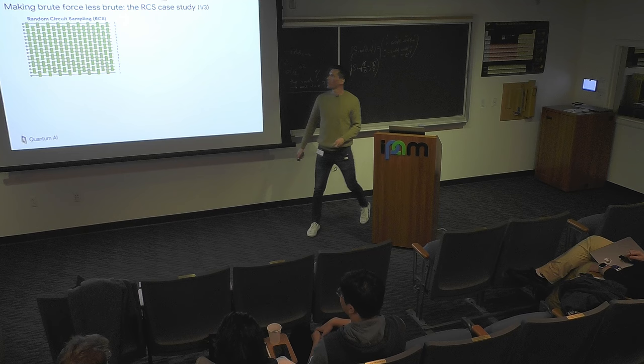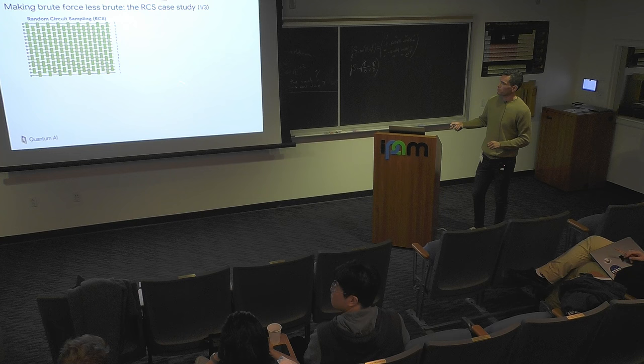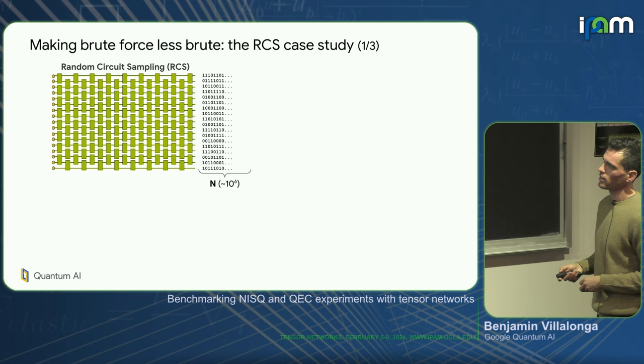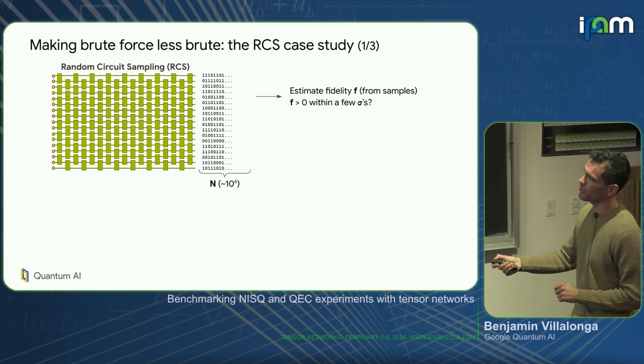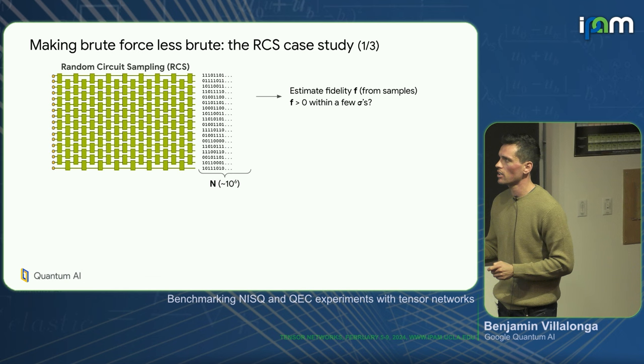Once we sample a random circuit from this ensemble of random circuits, which is in practice very particular, we run the experiment once, measure in the computational basis, and get a bit string out. Then we repeat this process many, many times, in reality of the order of a million or a couple million. What do we use these bit strings for? We want to estimate the fidelity from samples, which is something we know how to do, through a technique called cross-entropy benchmarking.